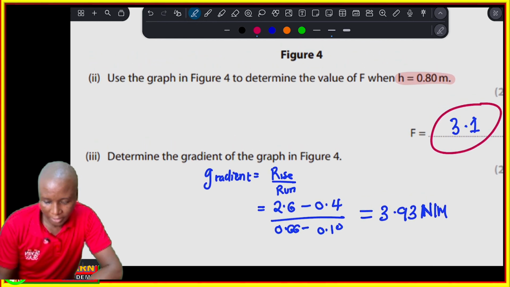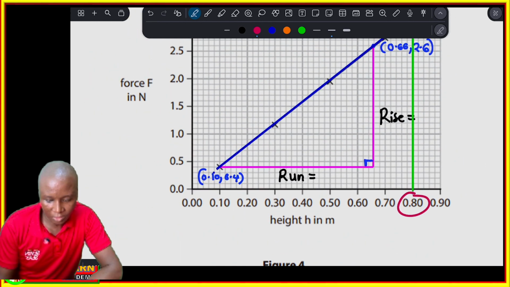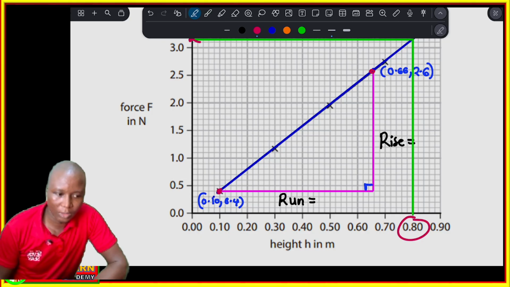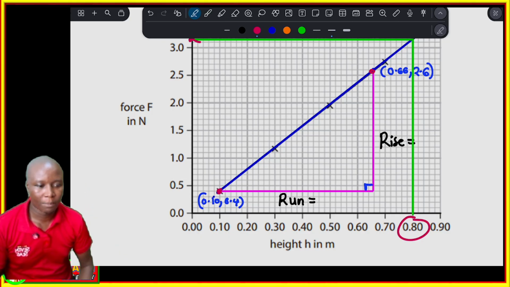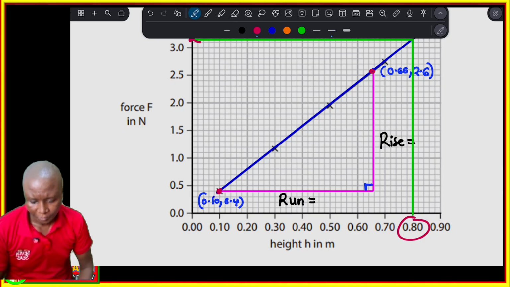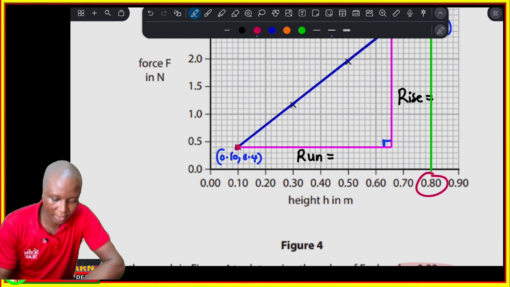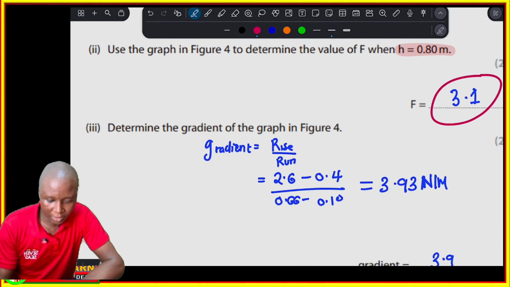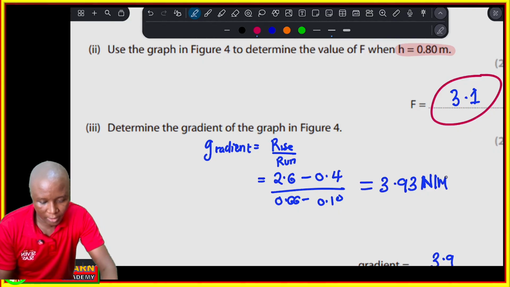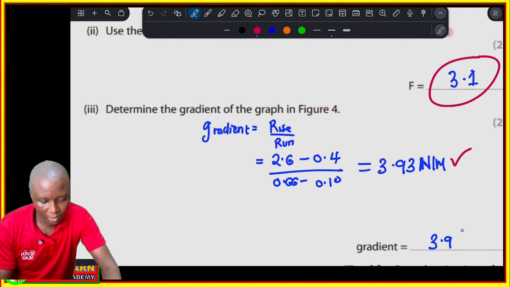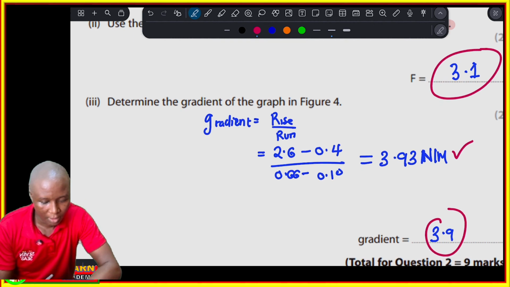Determine the gradient of the graph. To determine the gradient of a graph, you need to identify 2 points on the line that was drawn. Then at those particular points, you draw a right angle triangle and use it to find the rise and run. So gradient is given by rise over run, which means that if you work it out, you are going to get your answer being equivalent to 3.93, which is approximately 3.9.